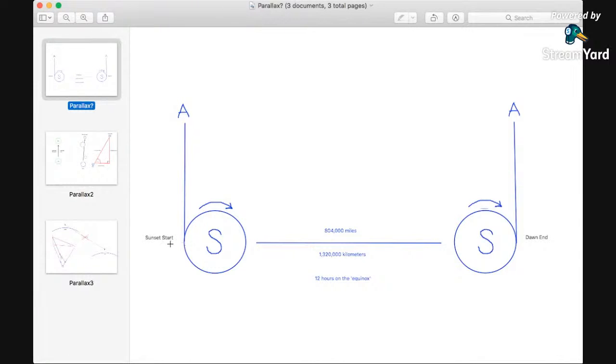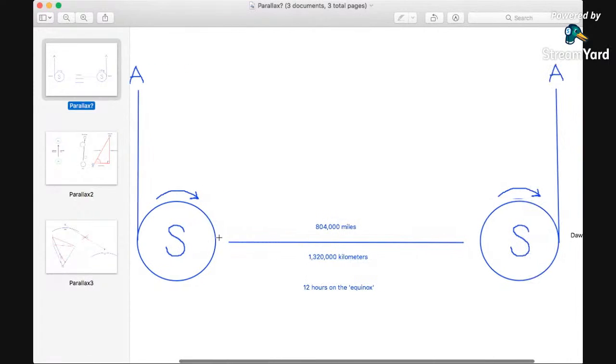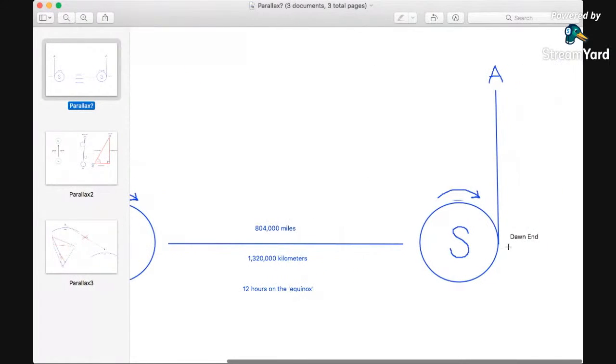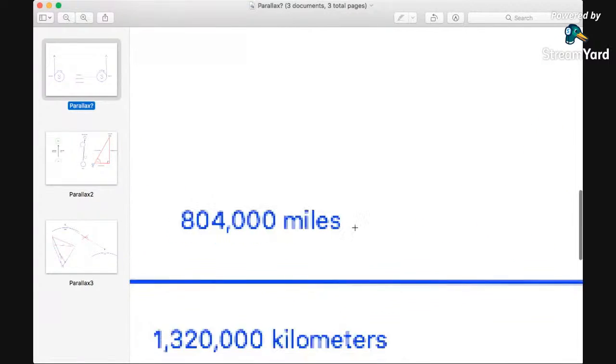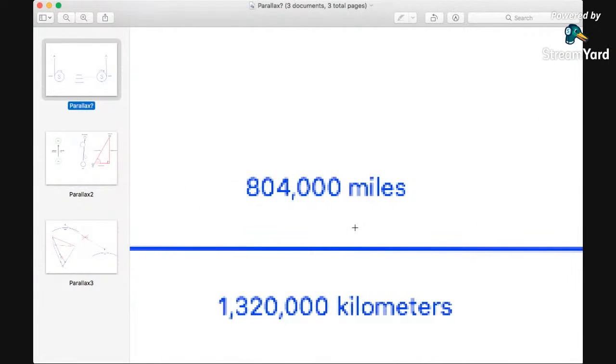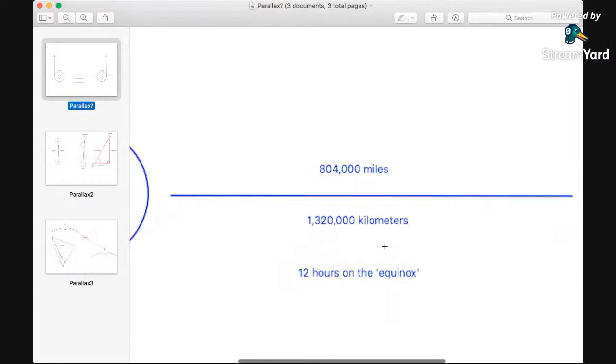Over here we have a sunset. That would be the start of what? Well, we'll see. And over here we have dawn, the end of what? And here we have 804,000 miles or 1,320,000 kilometers. That's 12 hours on the equinox.